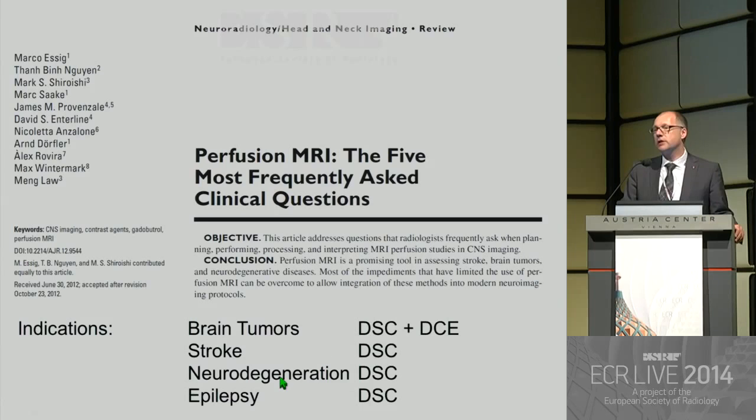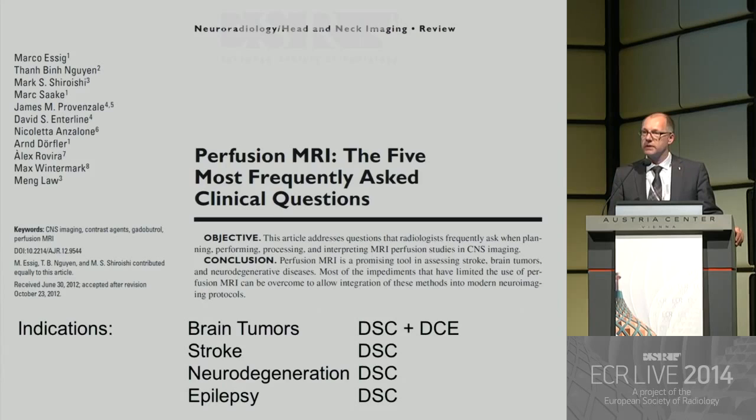Neurodegeneration is a very important disease, looking at our overaging population, especially in the Western world. We can use perfusion to better assess degeneration of the brain, or in some more rare and not so well-established diseases like epilepsy, for example, where the first studies are also available looking at perfusion measures to better define where the epileptic focus is.